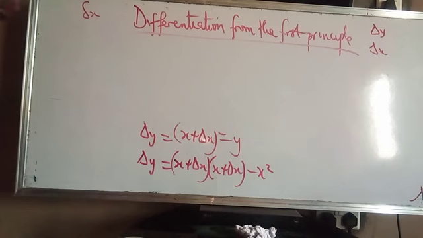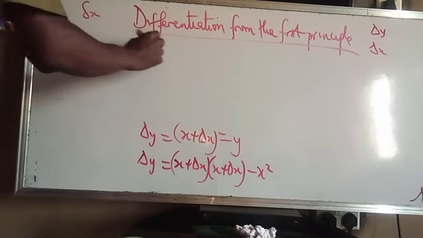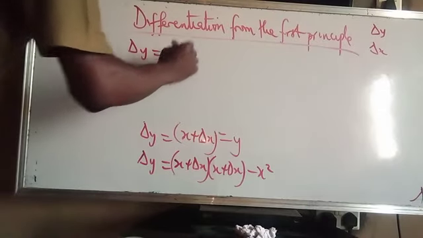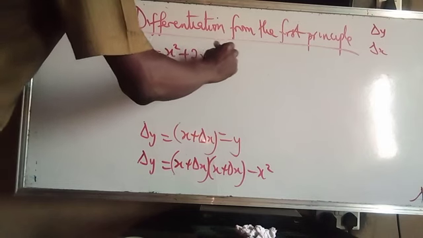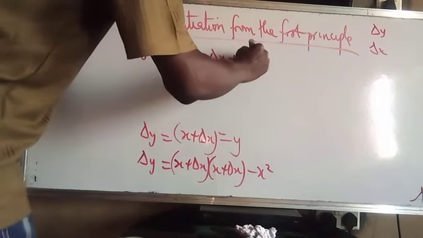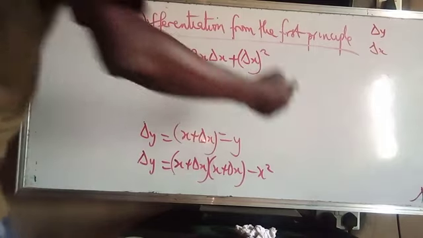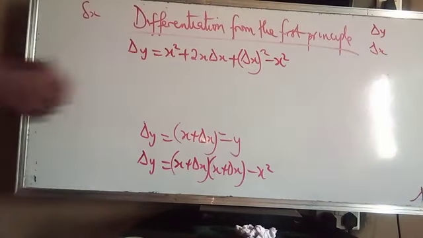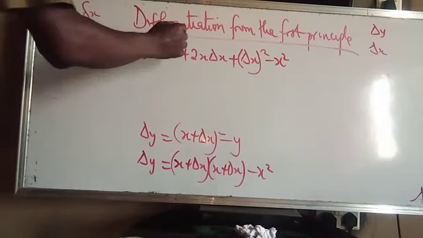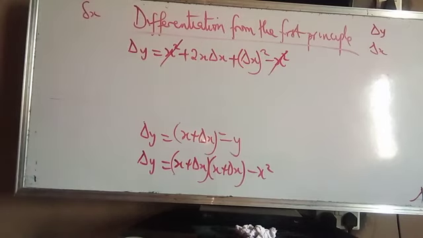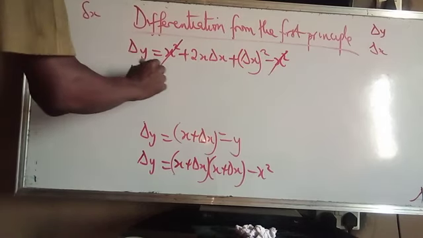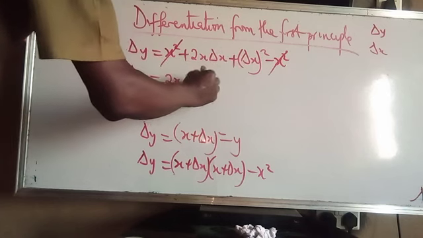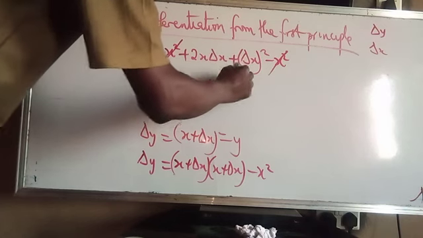So now the change in y will be, when you expand this, x squared plus 2x delta x plus delta x all squared, then minus x squared. This implies that this can cancel this out. So you'll be left with what? Delta y is equal to 2x delta x plus change in x all squared.